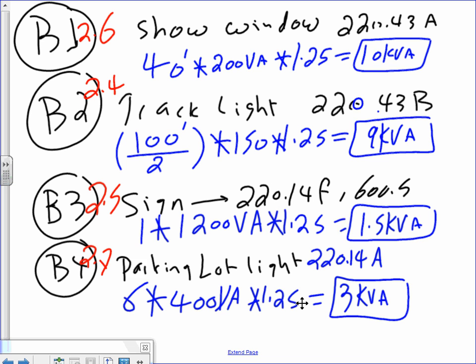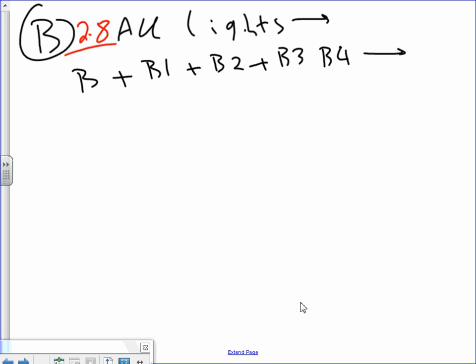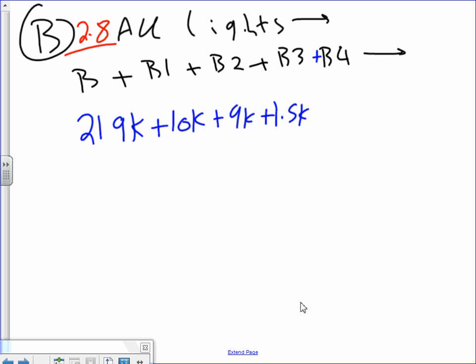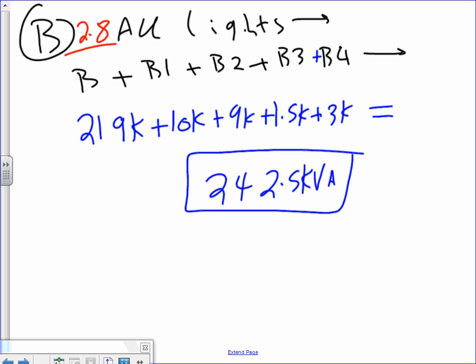Now, what do you guys think we're going to do? Add them up. I'm going to take 219K, that's the general, plus 10K, that's B1, plus 9K, B2, plus 1.5K, B3, plus 3K. When you add them up, you're going to end up with 242.5 kVA. This is where you're going to highlight.